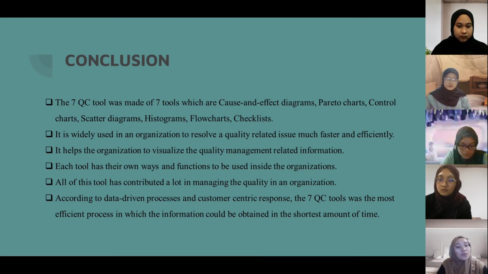According to the data-driven process and customer-centric response, the QC tools were the most efficient process in which the information could be obtained in the shortest amount of time.